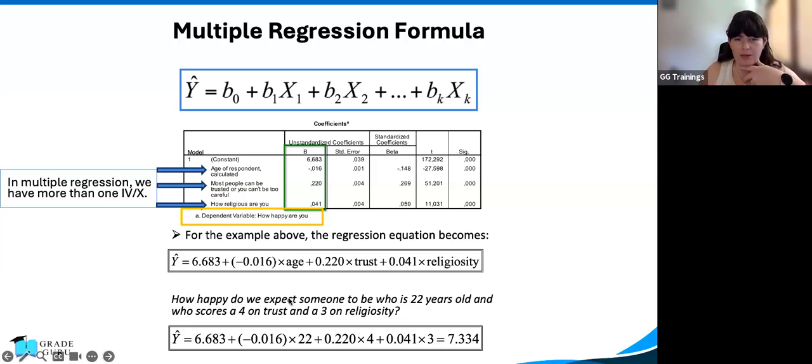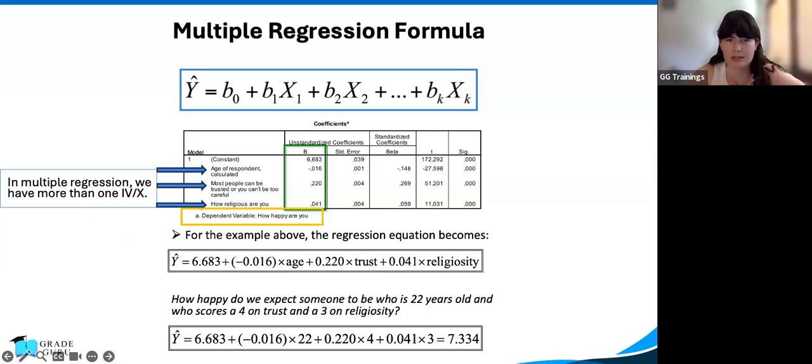So how happy do we expect someone to be? They're asking you to predict Y for someone who is 22 years old, so 22 for age, and who scores a 4 on trust and a 3 on religiosity. So 3 specific X values to put into your formula. You put it all in your calculator, and you'll get a predicted happiness score of 7.334, or 7.33. And that is all there is to this first kind of question.